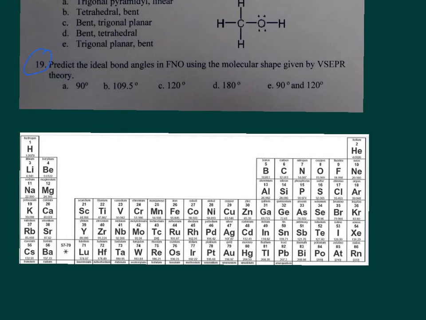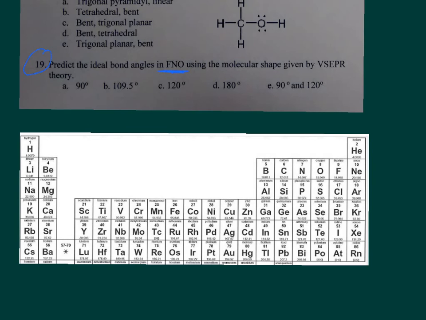Lastly, number 19. We want to know what the bond angles would be in this molecule. Okay, so again, got to draw the Lewis structure. They didn't tell us to, but if they want to know the bond angles or they want to know the shape name, we got to draw it. If they want to know if it's polar, we got to draw it. So let's figure this out.